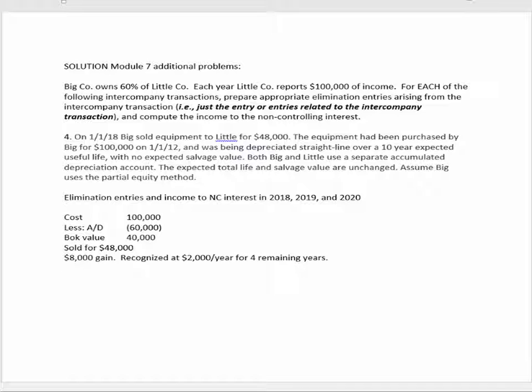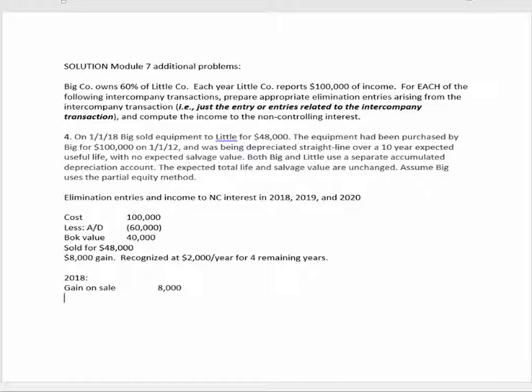Okay, so let's go ahead and do our elimination entries for 2018. What do we need to do? Well, first and foremost, we've got to get rid of that gain. So we'll get rid of the gain on sale of $8,000. That's easy enough. Next, we need to make it appear as though this sale never happened.